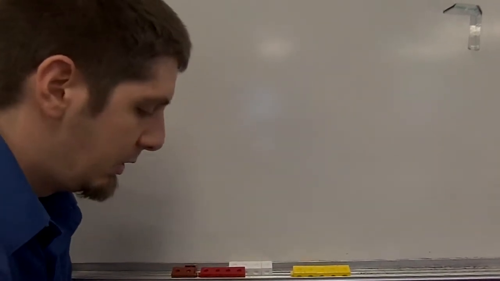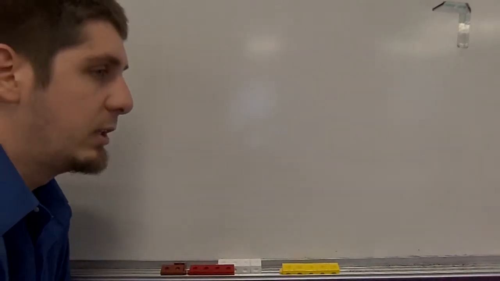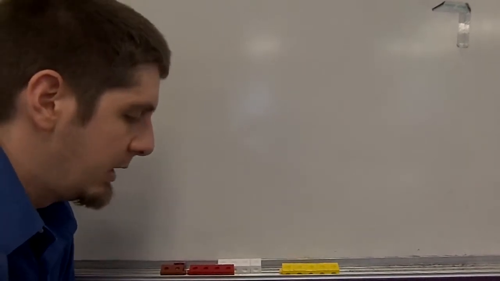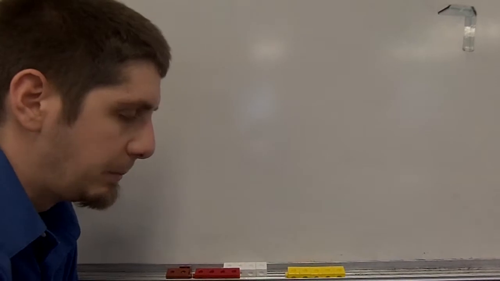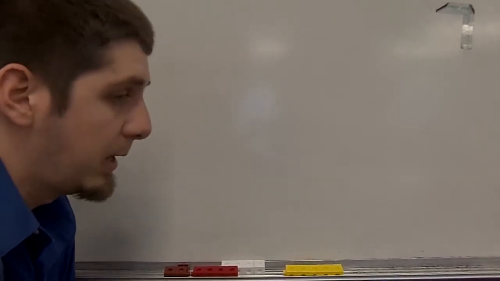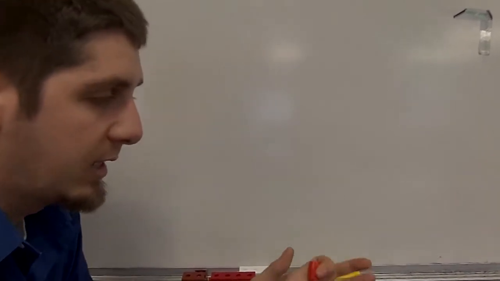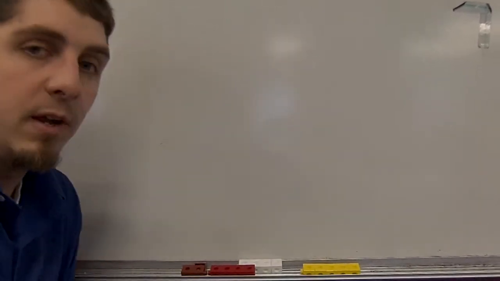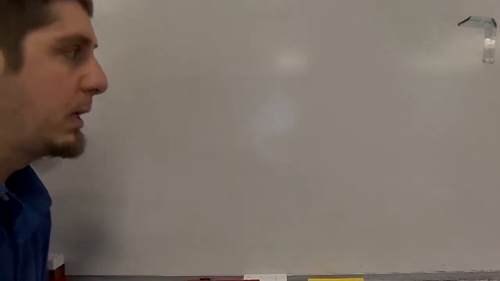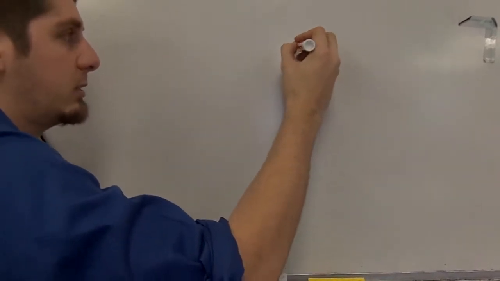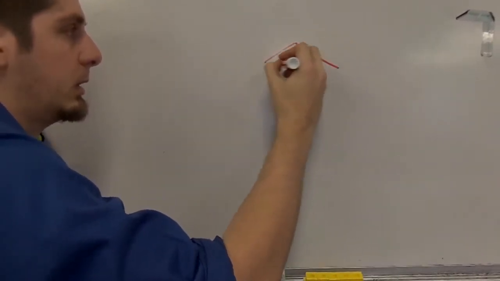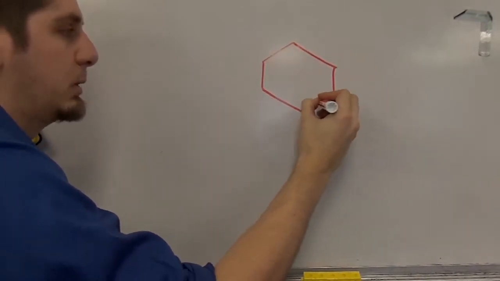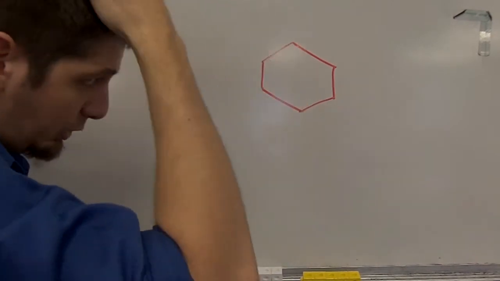Now, for any figure that has more than 4 sides, the process for finding the area of that figure is the same, no matter if it has 5 sides or 6 sides or 7 sides or 8 sides. The only variable is how many sides it has. Basically, every figure with more than 4 sides. If we take a look, I'm going to draw a hexagon. Okay. Every figure with more than 4 sides can be split into a certain amount of triangles.